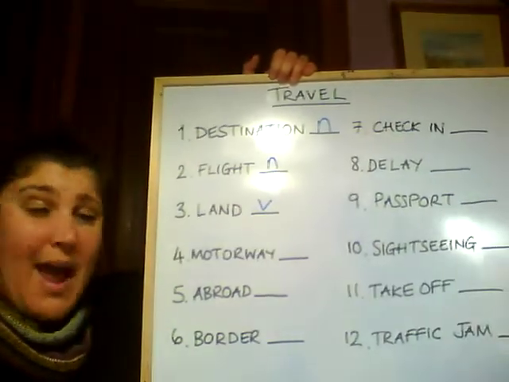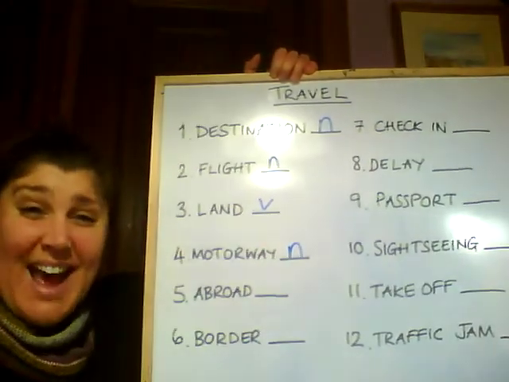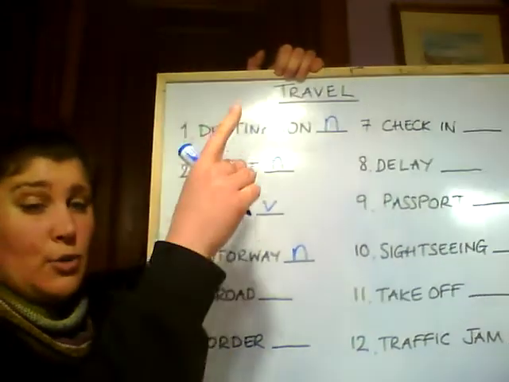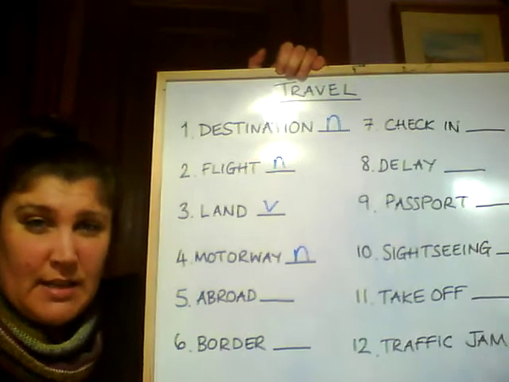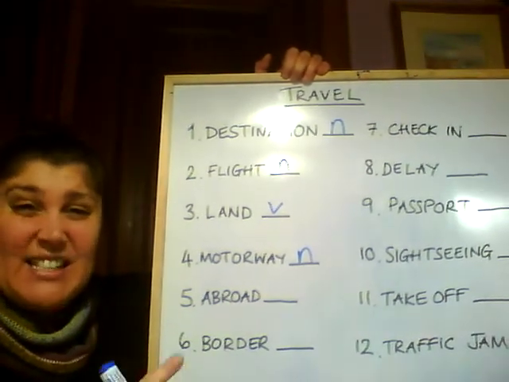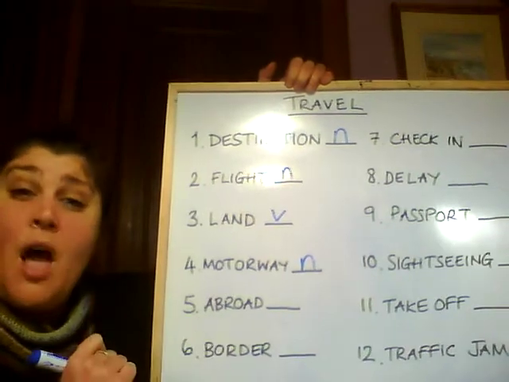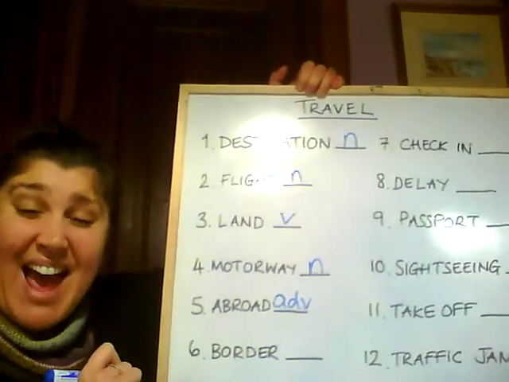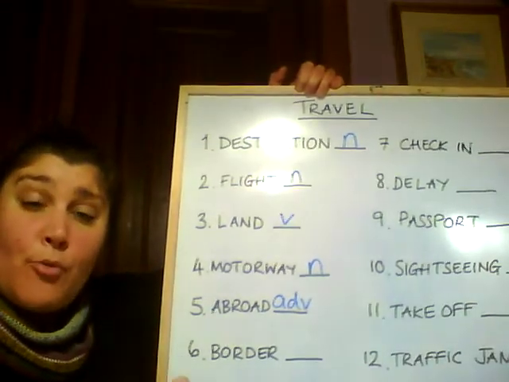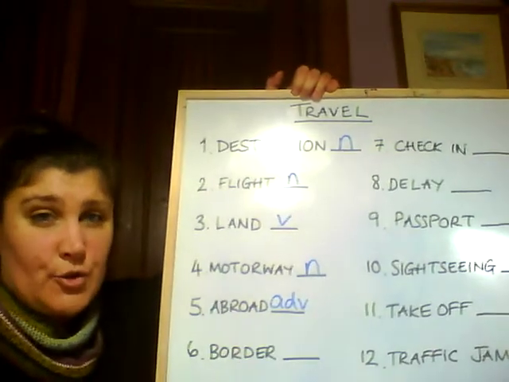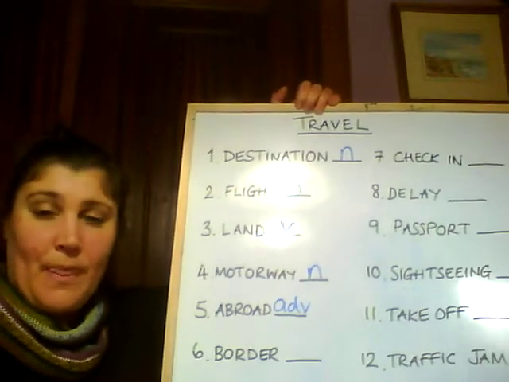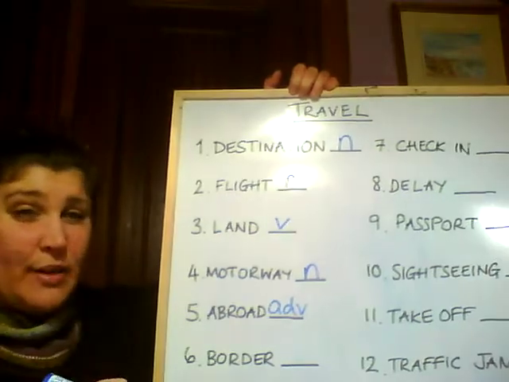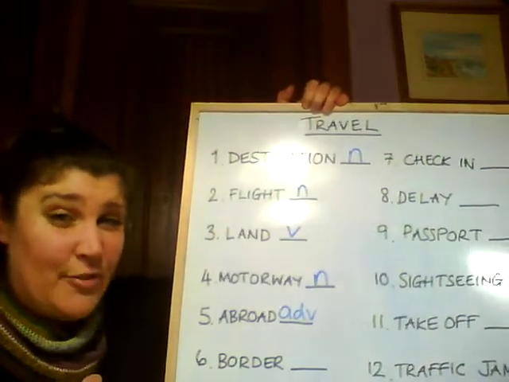Number 4, motorway, noun. What is the motorway that goes from Lugo to Madrid? The A6, very good. Abroad is an adverb. Remember, abroad is a foreign country, a different country. Okay? My country is England. I live in Spain. I live abroad.